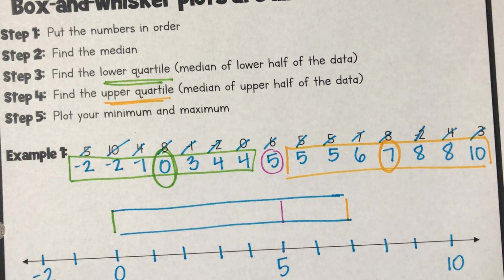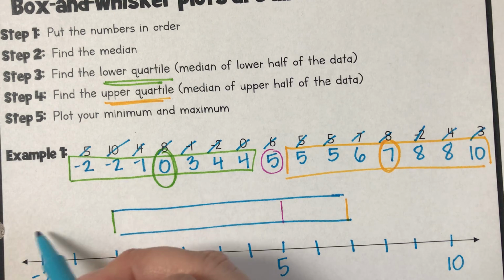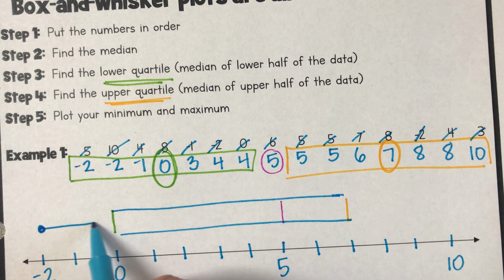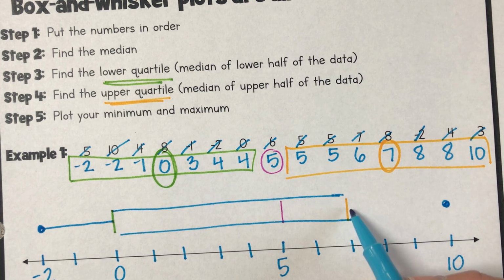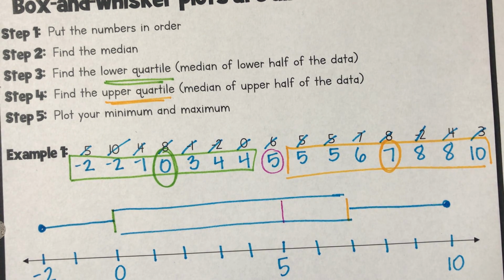Okay, and then step 5 is to plot your minimum. So my lowest number was -2, and I do that with a circle, and I connect it. And my highest number was 10, so I do a dot and connect that. And that's a box and whisker.